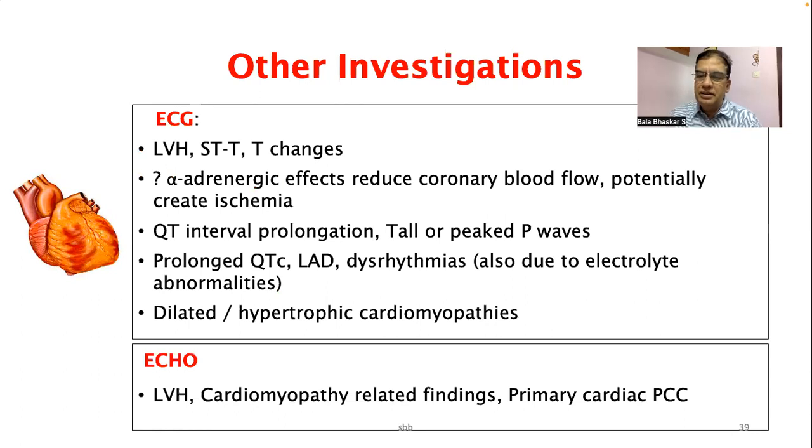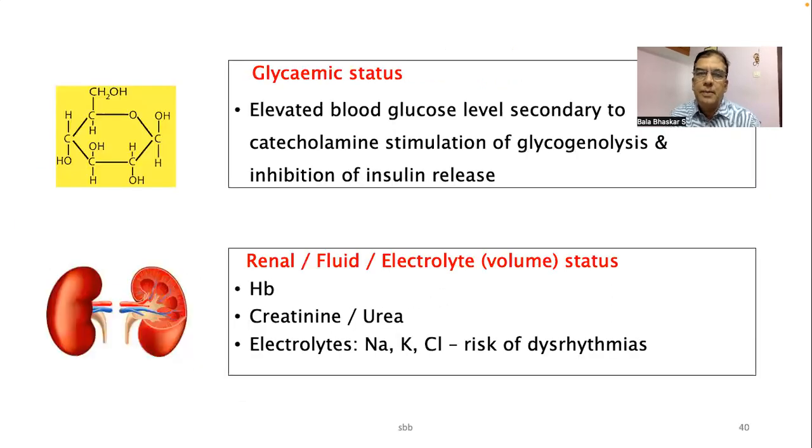Apart from these diagnostic tests and tests for localization, we can have other investigations. Definitely the heart is one which is involved. The basic 12-lead ECG can show LVH, ST-T changes, and ischemia because of the alpha-adrenergic effects, QT prolongation, and others. Then there could be dysrhythmias due to electrolyte abnormalities in these patients, or you can look for evidence of cardiomyopathy-induced changes. With echocardiography, you can look for left ventricular hypertrophy, ischemia, cardiomyopathy findings, or even primary cardiac pheochromocytoma.